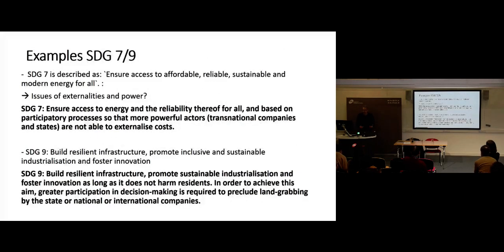So, how should we, out of this, reformulate the SDGs, SDG 7 and 9? SDG 7 is described as: ensure access to affordable, reliable, sustainable and modern energy for all. What about externalities? What about the question of power? Nothing is found in there. And it's not me being polemic.